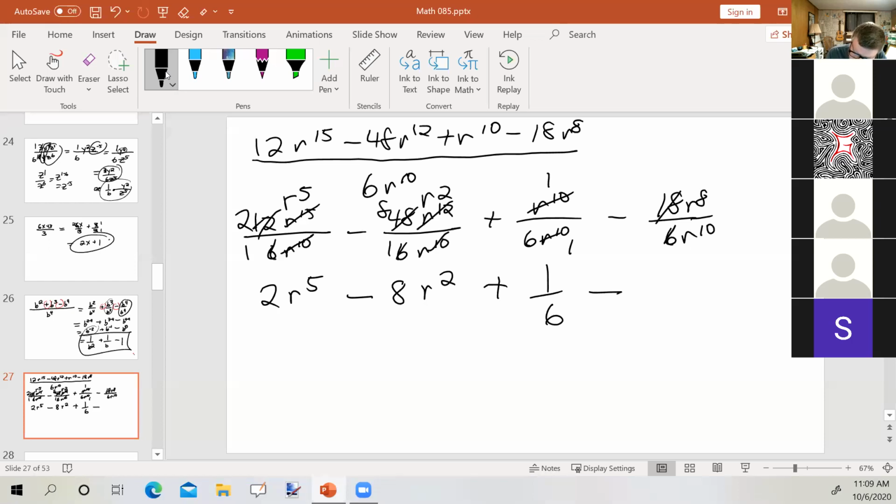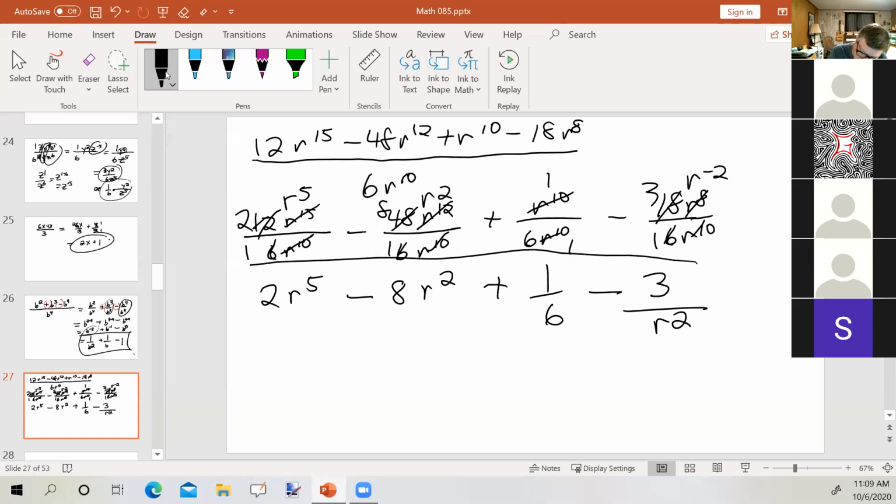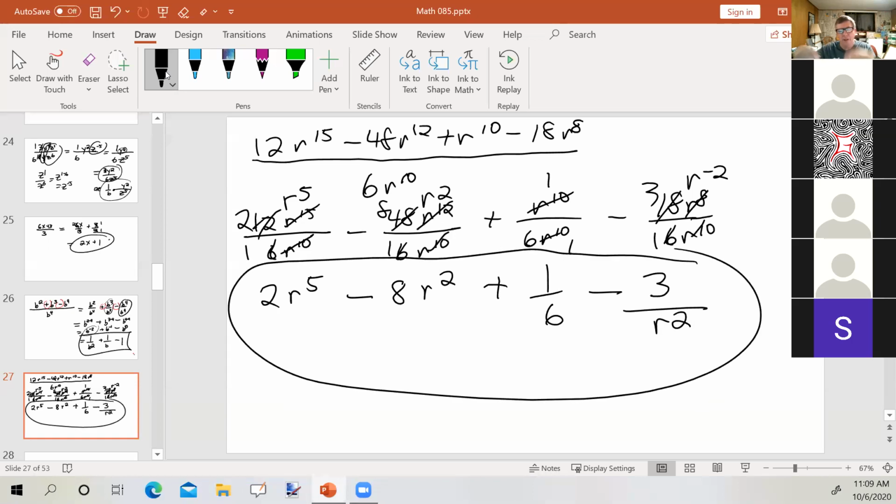Minus 18 over 6 is 3 over 1. R to the 8th over R to the 10th is R to the 8 minus 10, or R to the negative 2 power. So this becomes minus 3 over R to the positive 2 power, moving it down into the denominator and changing the sign of the exponent.